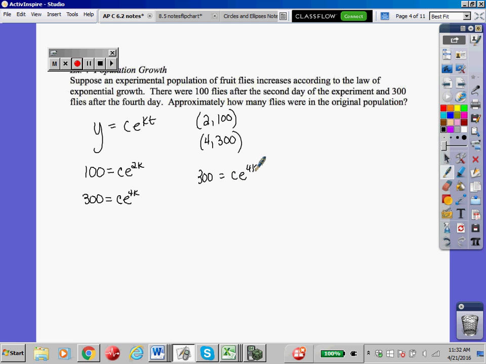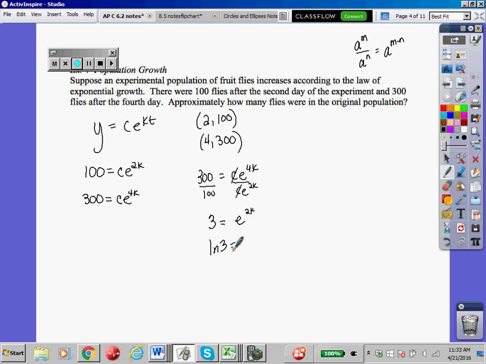I'm going to take the 300 equals CE to the 4K, and I'm going to divide the 2 equations. Watch this. This is cool. If I divide the 2 equations, 300 divided by 100 is 3. Do you see the C's cancel? The C's actually cancel. And then, let's think about exponent properties. A to the m over a to the n is a to the m minus n power. So e to the 4k divided by e to the 2k, you would subtract the exponents, so it's 2k.